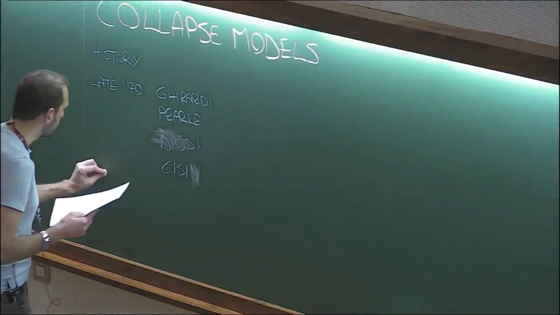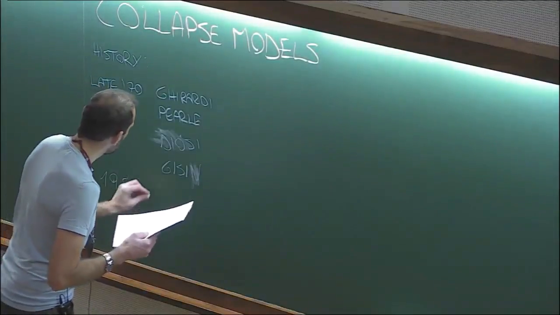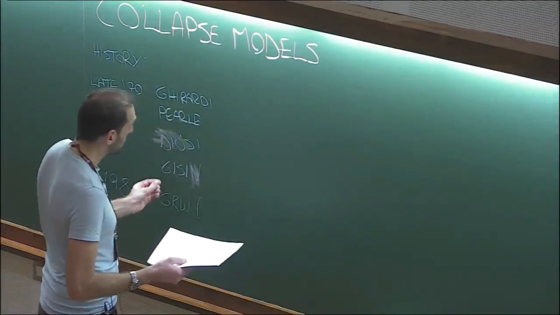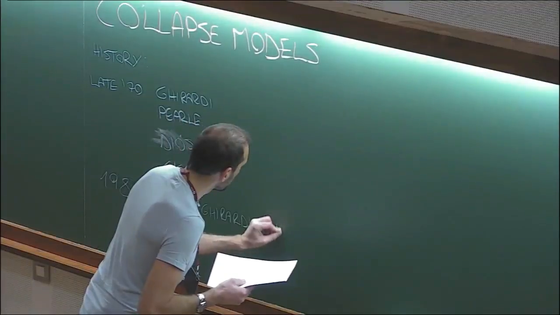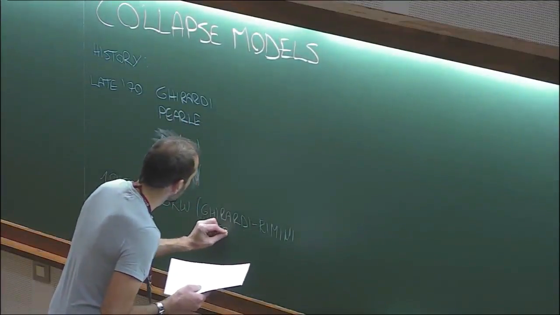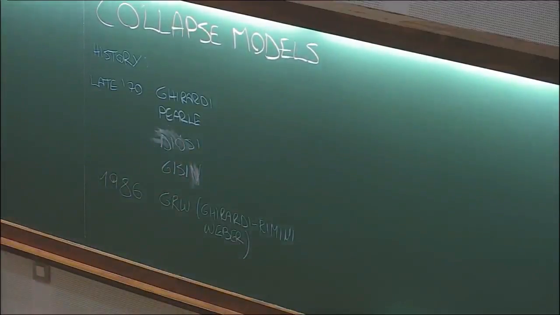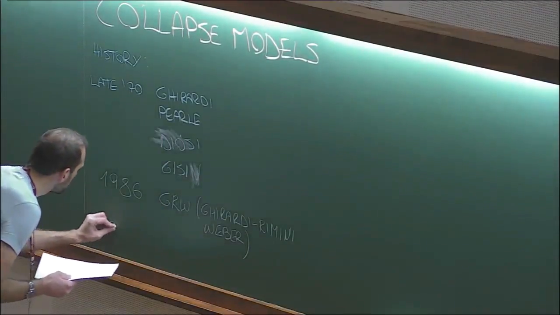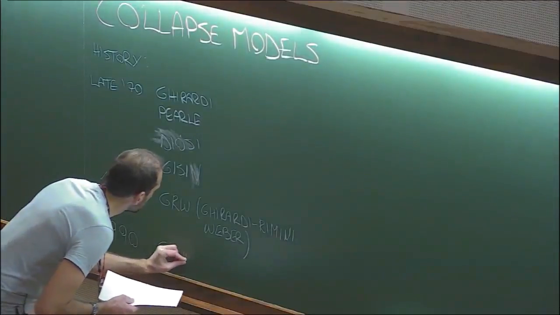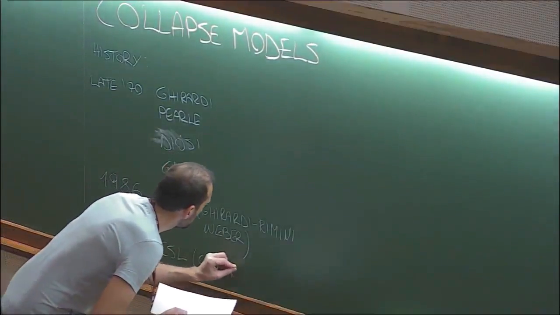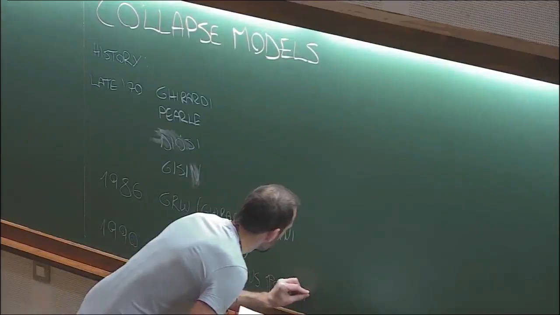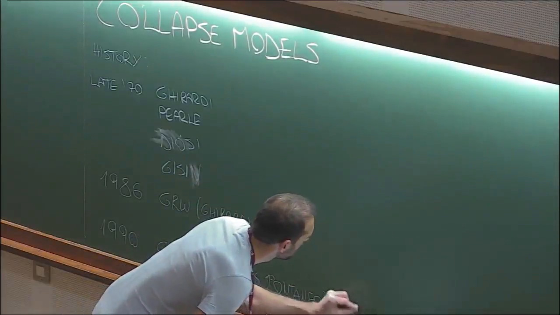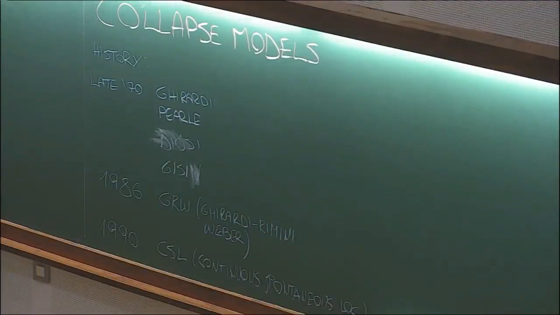But the turning point was in 1986 with the GRW model, named after the three authors who co-authored the paper that year. Then several models came out, and probably the next relevant step is 1990 with CSL. CSL stands for continuous spontaneous localization.